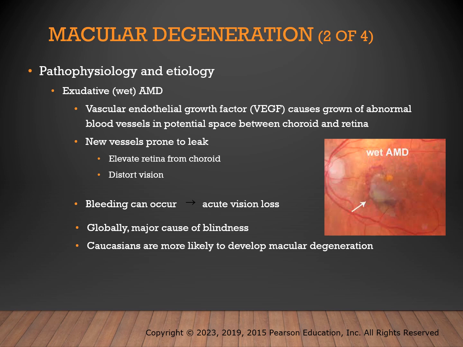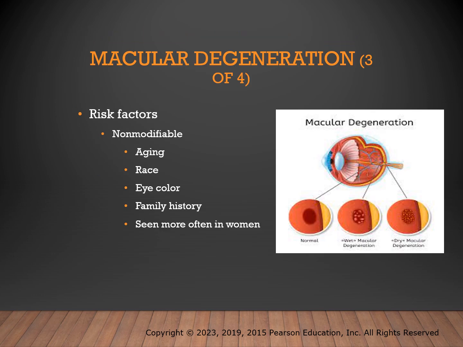Globally, macular degeneration is a major cause of blindness. For Americans who are 65 years of age and older, it is the primary cause of vision loss and blindness. Caucasians are more likely to develop macular degeneration than other ethnic backgrounds. So that's something we need to ask about. We really need to pay close attention to people's ethnicity because certain things are more specific to their ethnic background. So what are the risk factors for macular degeneration? The most significant risk factor for developing AMD is aging.